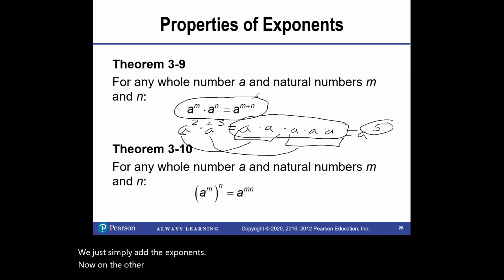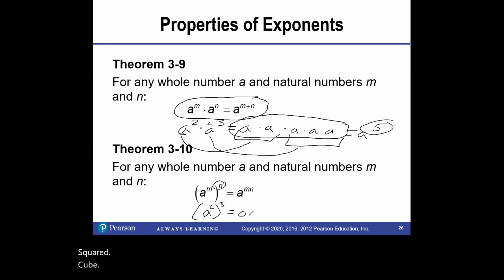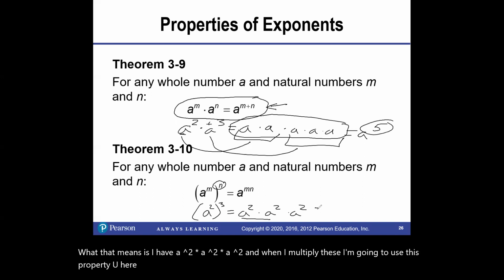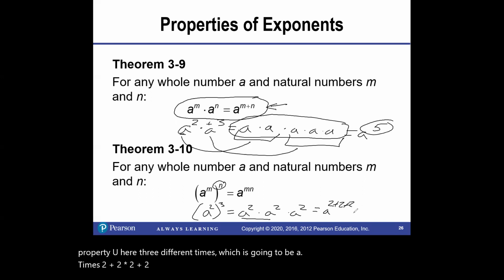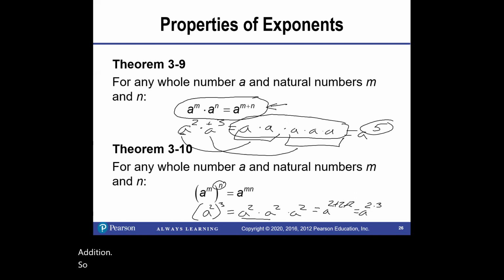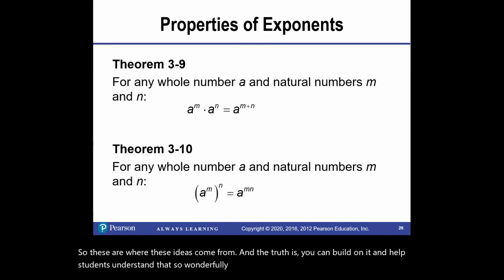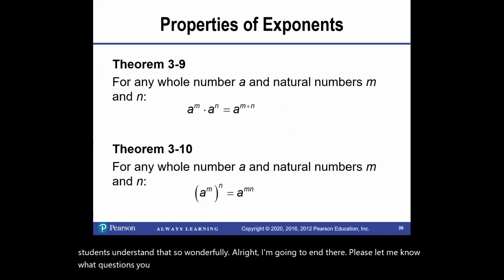Now, on the other hand, this one down below, if the exponent is on the outside of parentheses, so let's do A squared, cubed. Well, what that means is I have A squared times A squared times A squared. And when I multiply these, I'm going to use this property up here 3 different times, which is going to be A to the 2 plus 2 plus 2. But again, when we just talked about multiplication, that's the same thing as A to the 2 times 3, is repeated addition. So these are where these ideas come from. And the truth is you can build on it and help students understand that so wonderfully. All right, I'm going to end there. Please let me know what questions you have about multiplication and exponents.